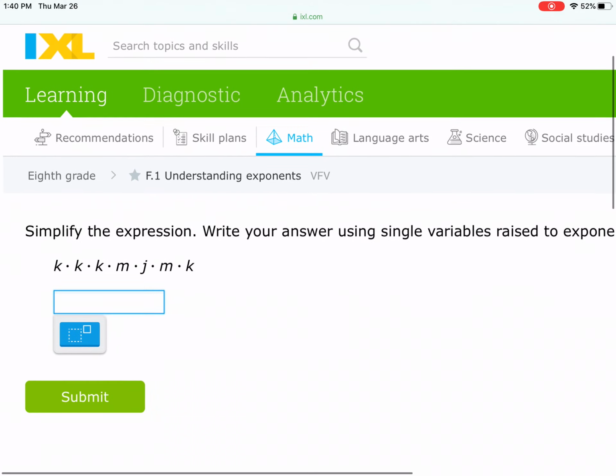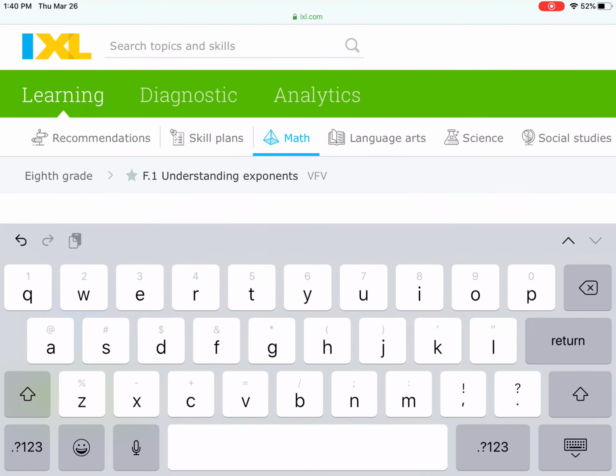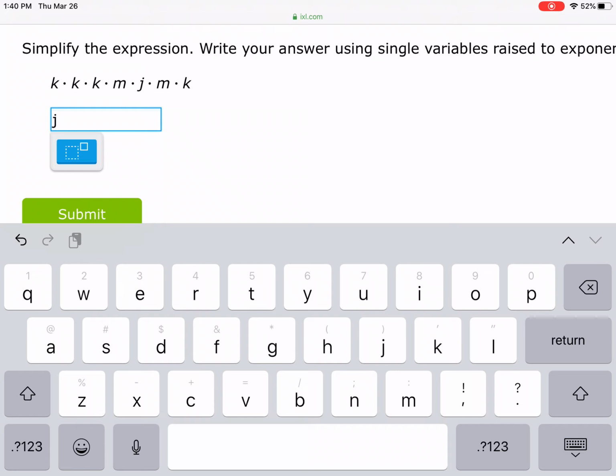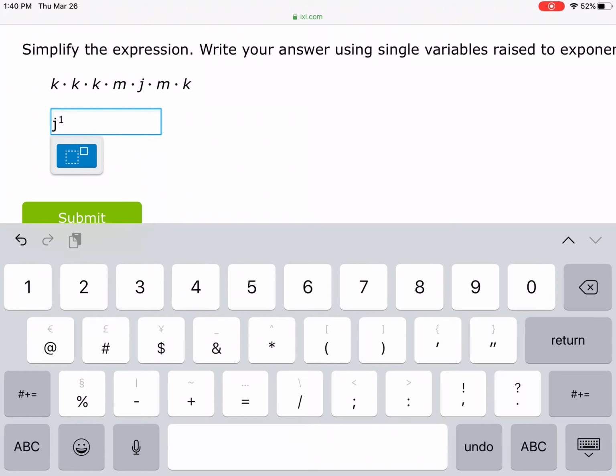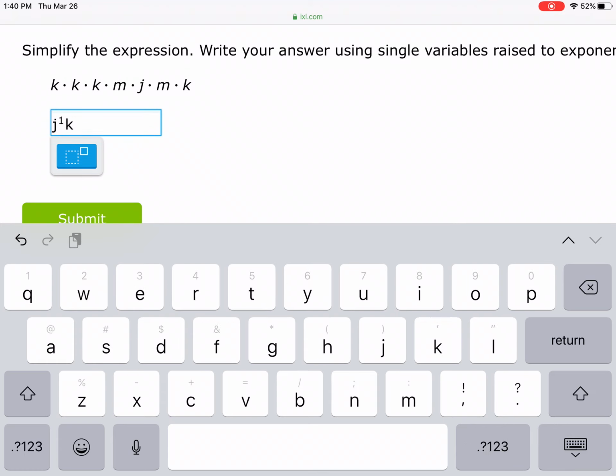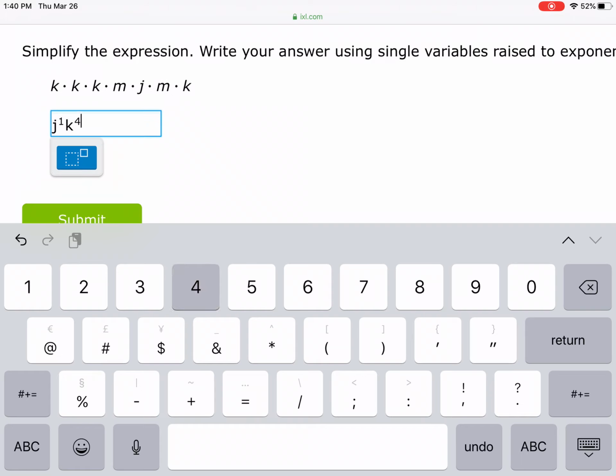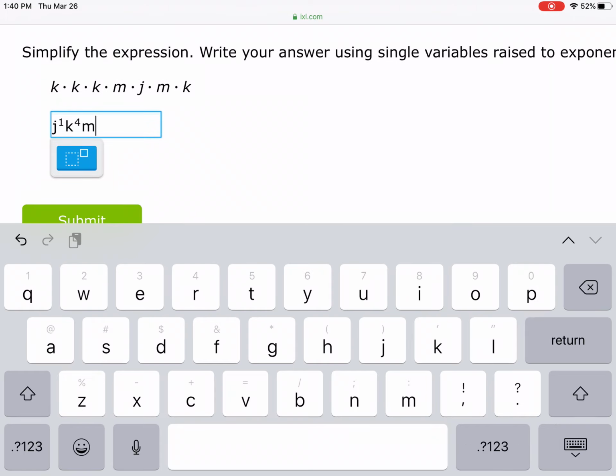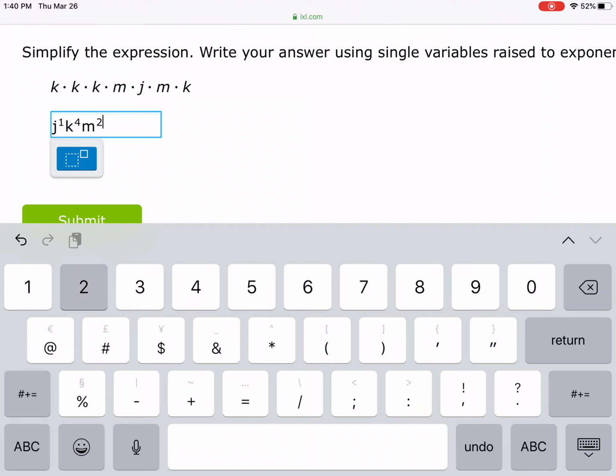All right. Again, I would go alphabetical order. I'm going to start with the letter J. There's only one of those. Click beside there. Then I would go K. There is 1, 2, 3, 4. And then there are 2 M's.